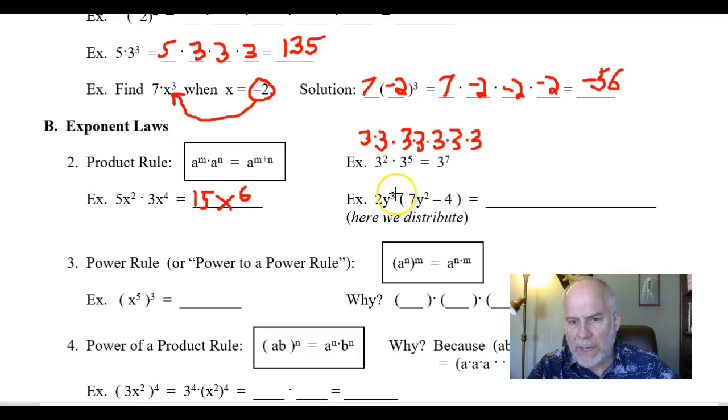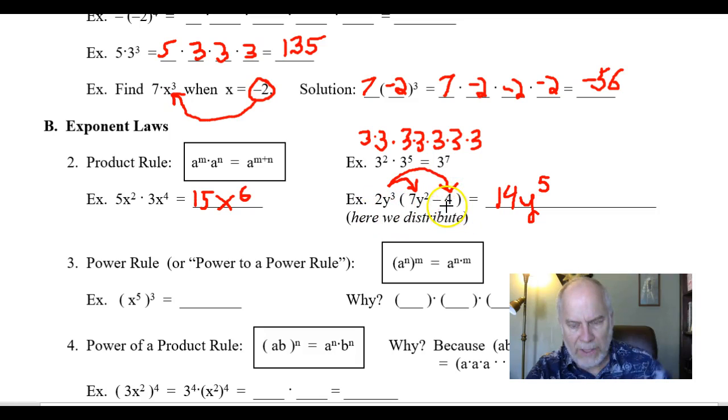All right, the next problem is a distributing problem, because you've got a monomial, a single term, times a binomial, two terms. And so we're going to basically distribute to the first term. So multiply 2y to the third times the first term. So 2 times 7 is 14. And then y to the third times y to the second would be y to the fifth. Okay?